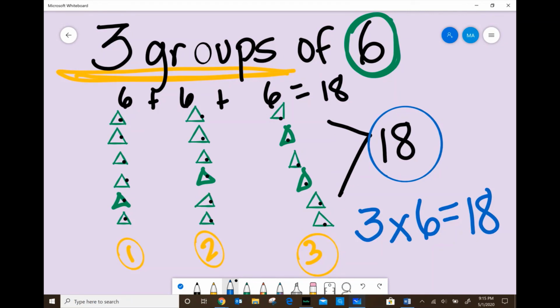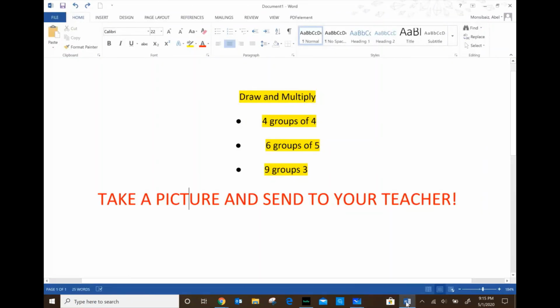And this is what you're going to have to do for this week's activity on your learning board. You're going to have to draw and multiply 4 groups of 4, 6 groups of 5, and 9 groups of 3. Once you have done that, you can take a picture and send it to your teacher.